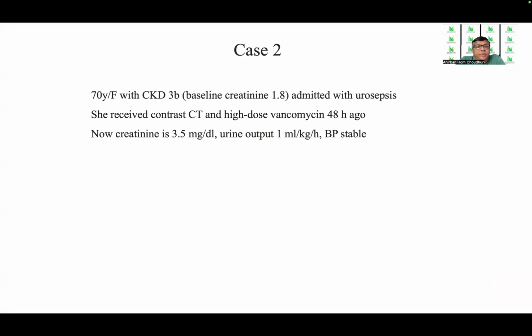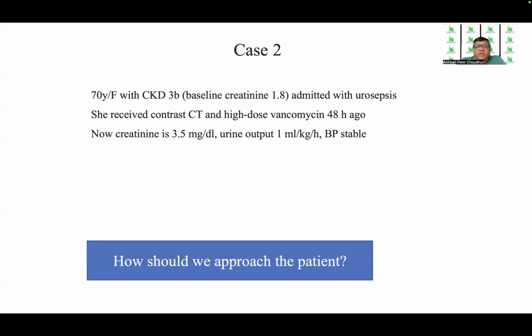A 70-year-old female with CKD3B with a baseline creatinine of 1.8 is admitted with urosepsis. She received contrast CT and high-dose vancomycin 48 hours ago, and now the creatinine is 3.5, urine output is 1 mL per kg per hour, but blood pressure is stable. So how do we approach this patient? The difference is that the previous patient had no history of CKD, whereas this patient is a patient of CKD3B.